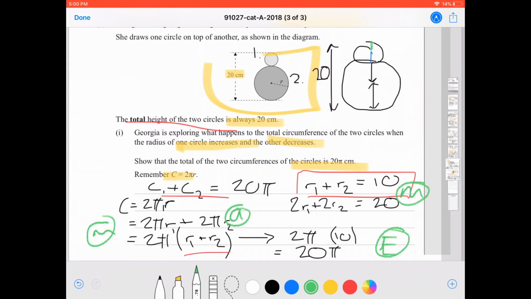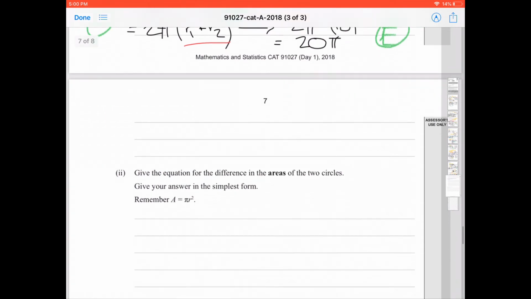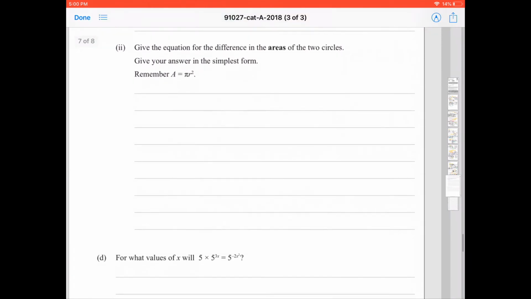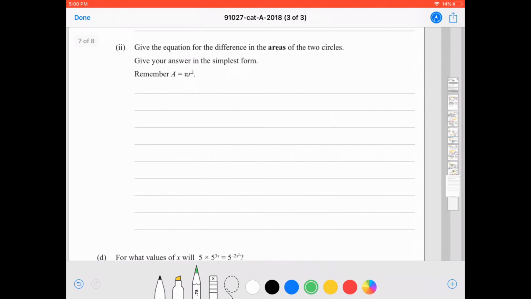Okay, moving on to question 3CII. Give the equation for the difference in areas of the 2 circles. Give your answer in the simple form, remembering A equals pi r squared. So difference in area.